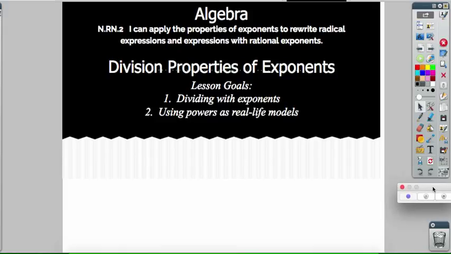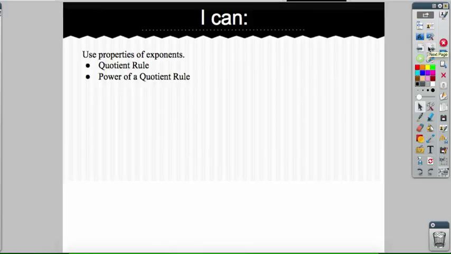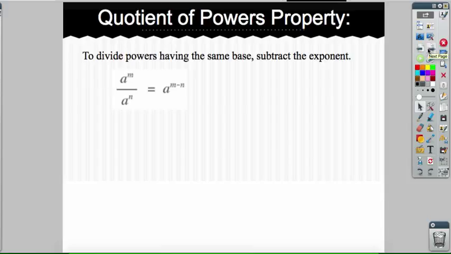All right, we're going to talk about the division properties of exponents. In particular, here our standard is I can apply the properties of exponents to rewrite radical expressions and expressions with rational exponents. We're talking all of right now about these rational exponents, and we're going to talk about some division properties here that will help us out. So we've got two different properties that we're going to talk about in this video. First of all is the quotient rule, and second of all is power of a quotient rule.